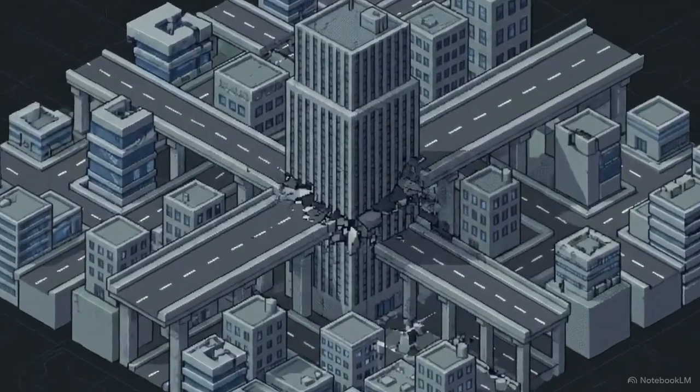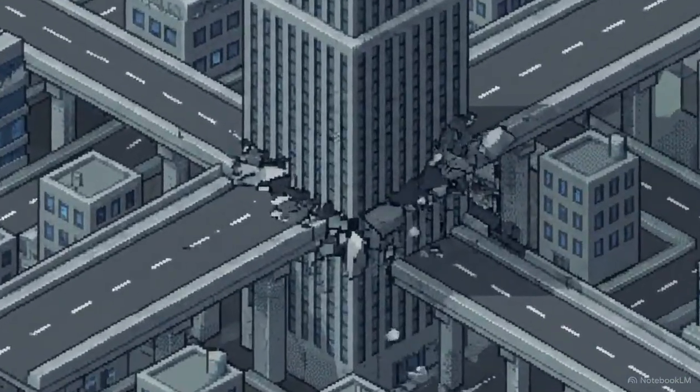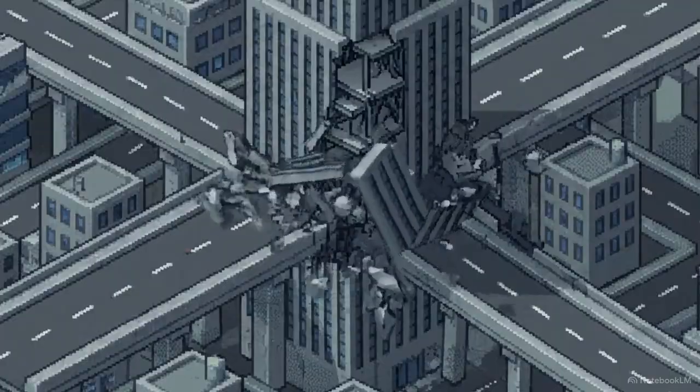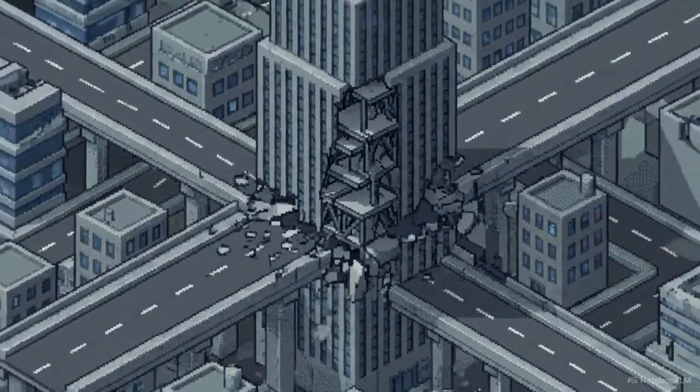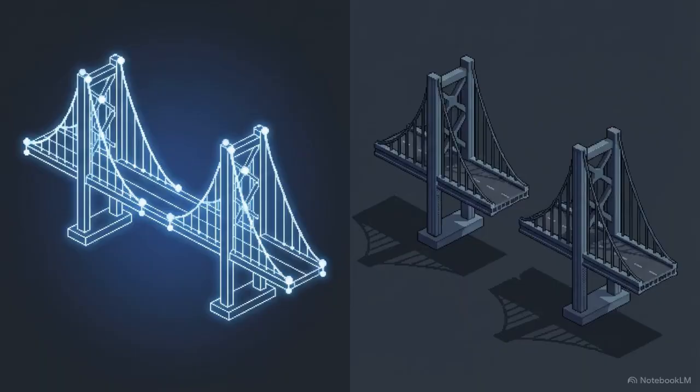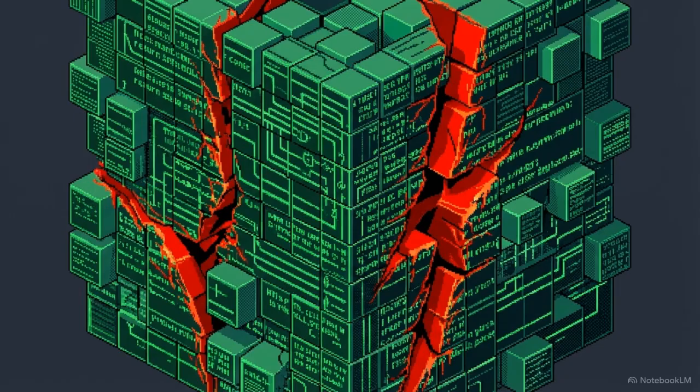Look at this chaotic city grid being constructed. Roads are misaligning, bridges lead nowhere, and structures are clipping right through each other. This physical mess perfectly visualizes the core problem of software engineering, the structural gap between what a creator intends to build and what actually gets built.